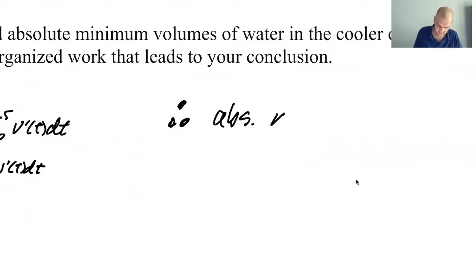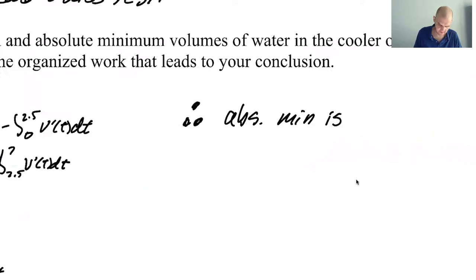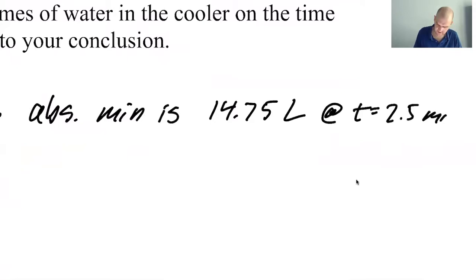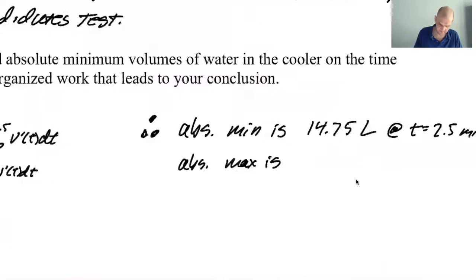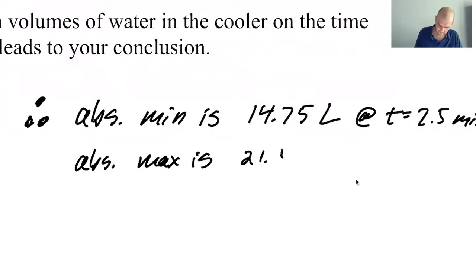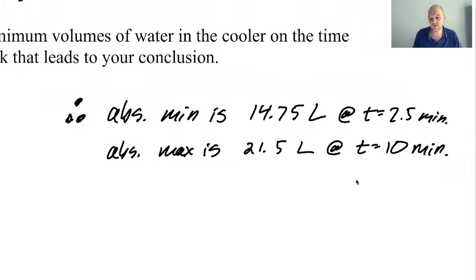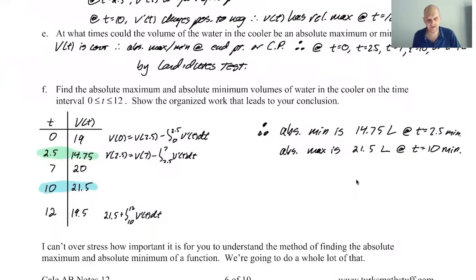So absolute min is, what was that? 14.75 liters at t equals 2.5 minutes. And then the absolute max is, what is it? 21.5 liters at t equals, I guess, 10 minutes. So these both happened at critical points. It could have been at endpoints, because it's a candidate test, you know, anything could have happened there.